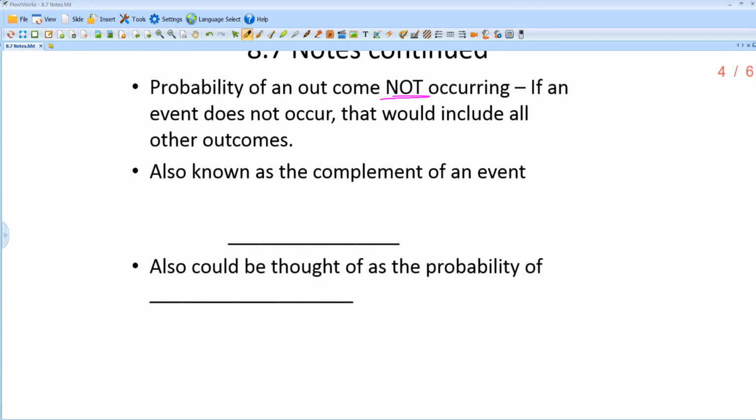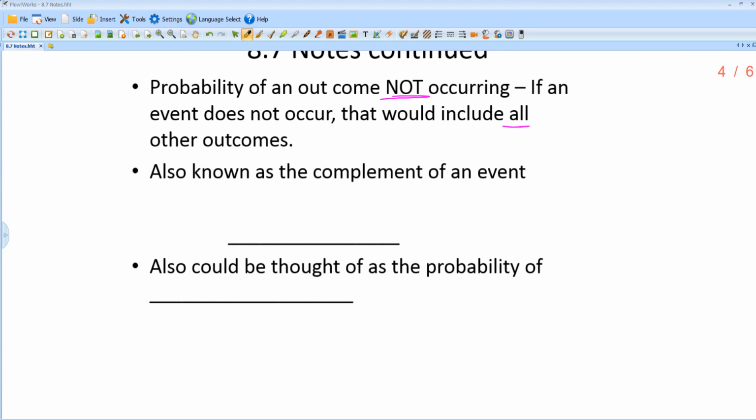is it's not exactly the exact opposite of it occurring. To give an example of what I mean by that, if we're talking about the probability of winning and the probability of not winning, not winning includes losing, but it also includes something like a tie. So it's not as cut and dry. Just be careful about that and make sure that you're realizing that the probability of an outcome not occurring is all other outcomes, not just the exact opposite.